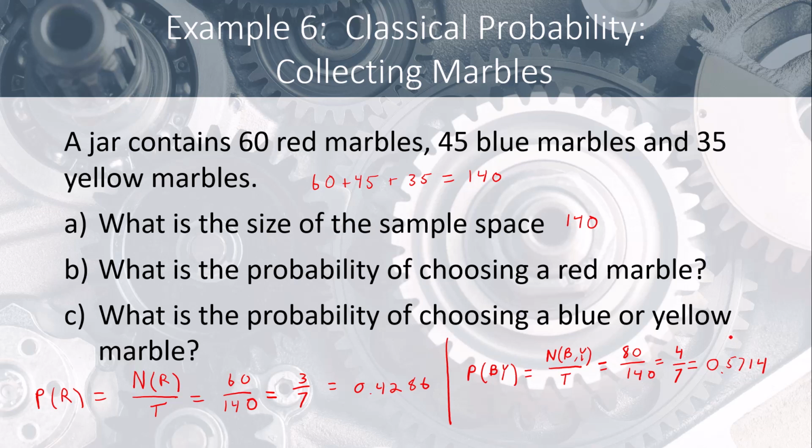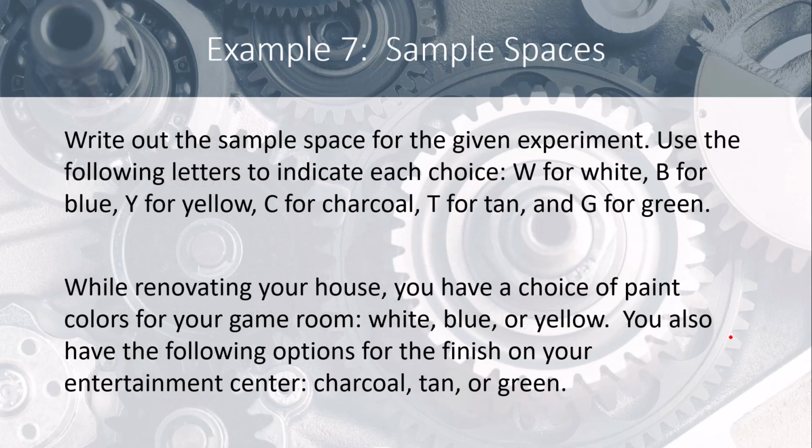Let's take a look at example 7. Here, we want to write out the sample space for a given experiment. We want to use the following letters to indicate the choice: W for white, B for blue, Y for yellow, C for charcoal, T for tan, and G for green. We are renovating our house, so we have a choice of paint colors for the game room: white, blue, or yellow. You can also have the following options to finish your entertainment center: charcoal, tan, or green. And they want us to write out the sample space.